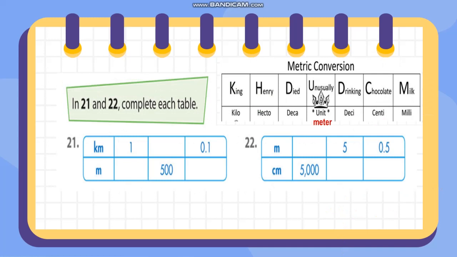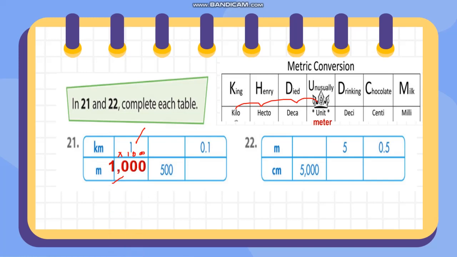Another. Let's complete each table. So here I have 1 kilometer. I need to convert it into meter. Kilometer to meter, tens, hundreds, thousands. So 1 multiplied by 1,000, that is equivalent to 1,000 meter.